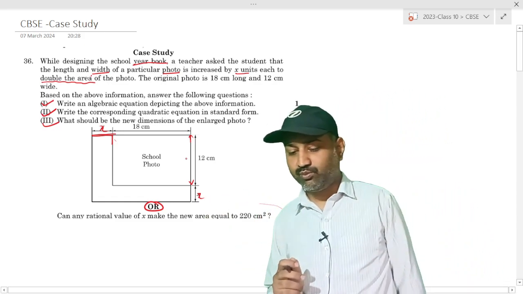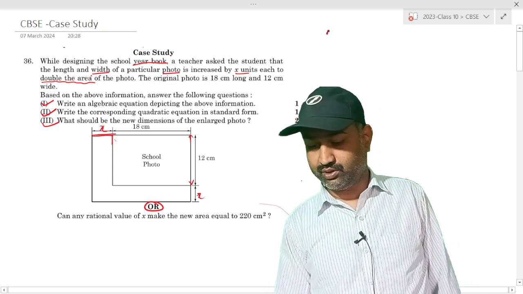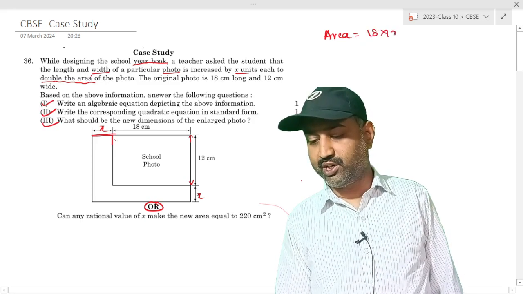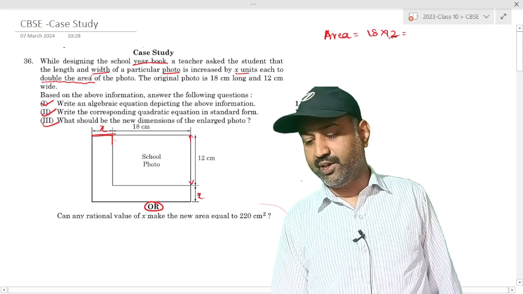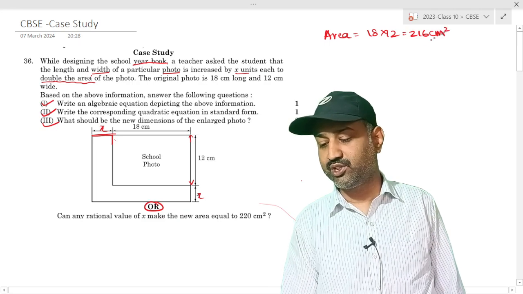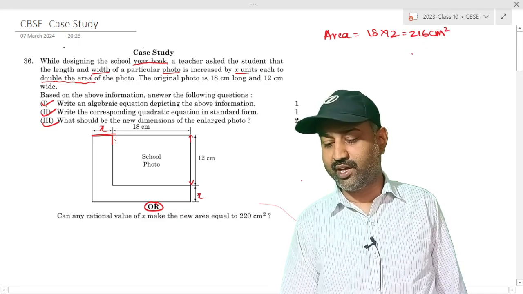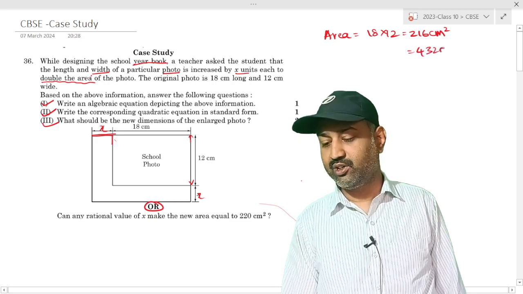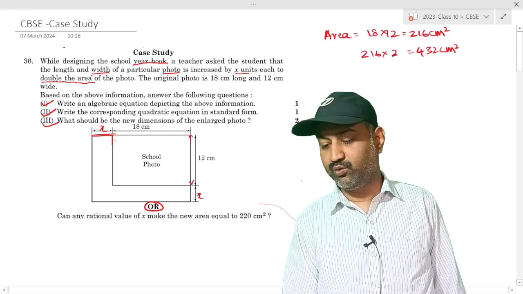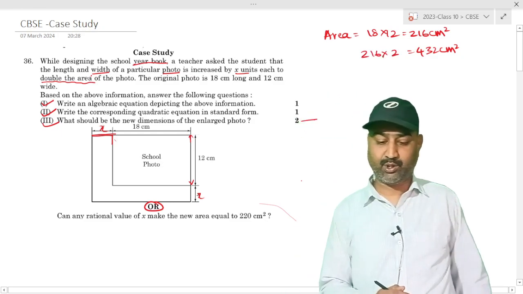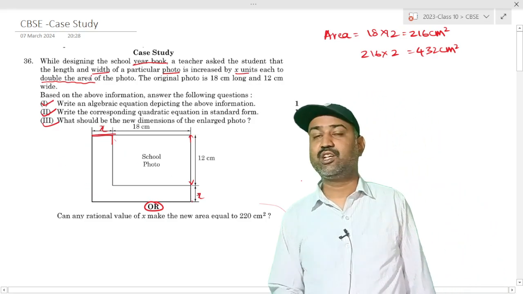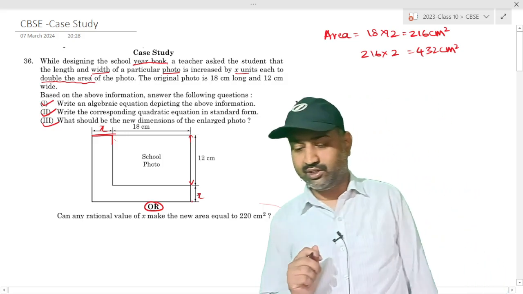Now, the area of the school photo. Initially the area is equal to 18 into 12. This is the original dimensions. 18 times 12: 18 tens are 180 plus 36 is 216 centimeter square. The original area is 216 centimeter square. Double the area is 432 centimeter square, since 216 into 2 is 432. I double the area because when the length and width are each increased by x, the area is doubled here.